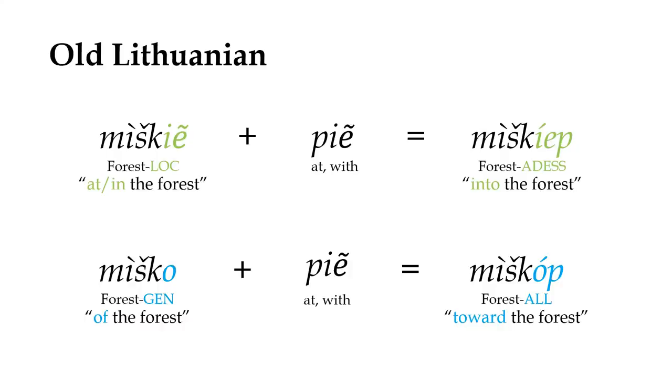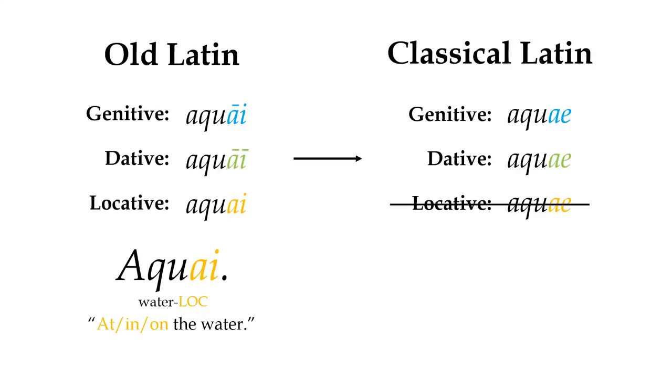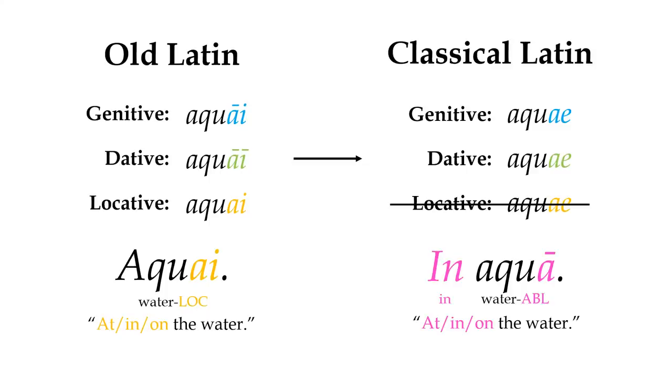As well as gaining new cases, languages can lose cases over time as well, often due to phonological changes that result in multiple case markers having identical phonological forms. At one point, Latin had a separate locative case to encode position and location, but over time, sound changes resulted in it becoming identical to the genitive and dative in most declensions, and so the locative was almost completely lost in classical Latin outside of a small set of common words. And the locative's meaning was replaced by the ablative case in conjunction with the preposition in.